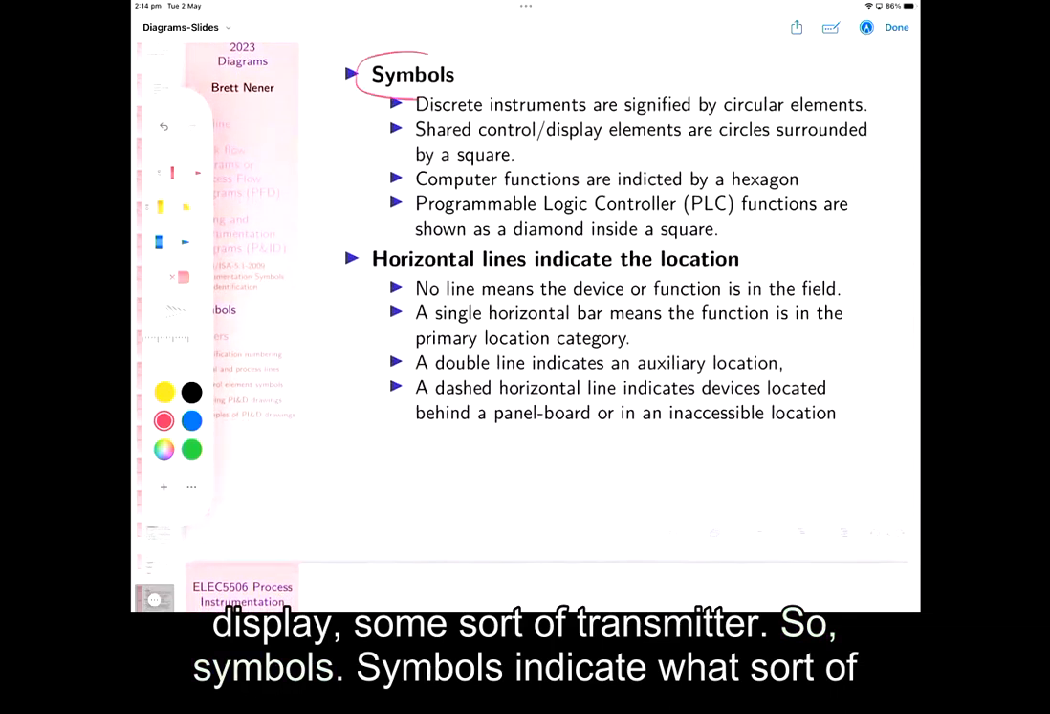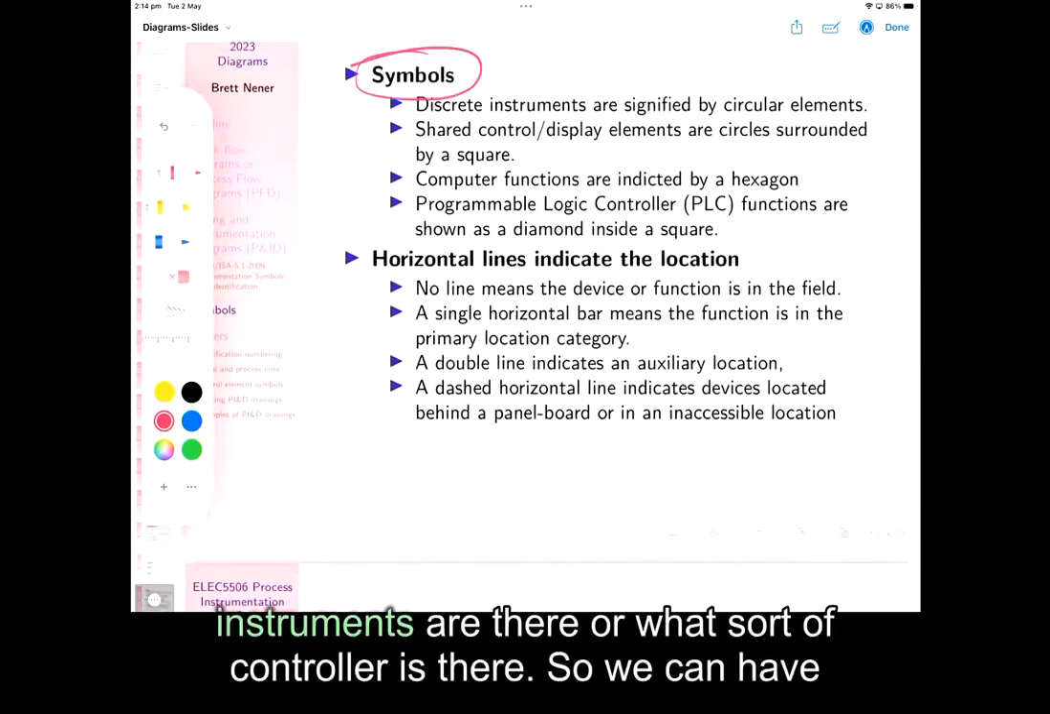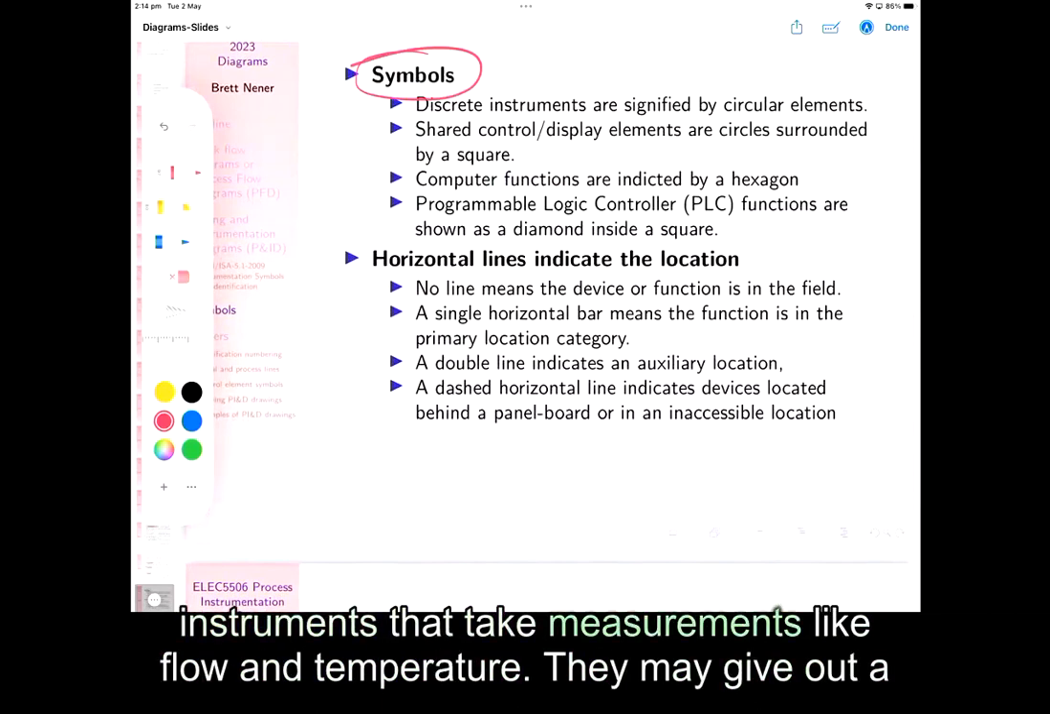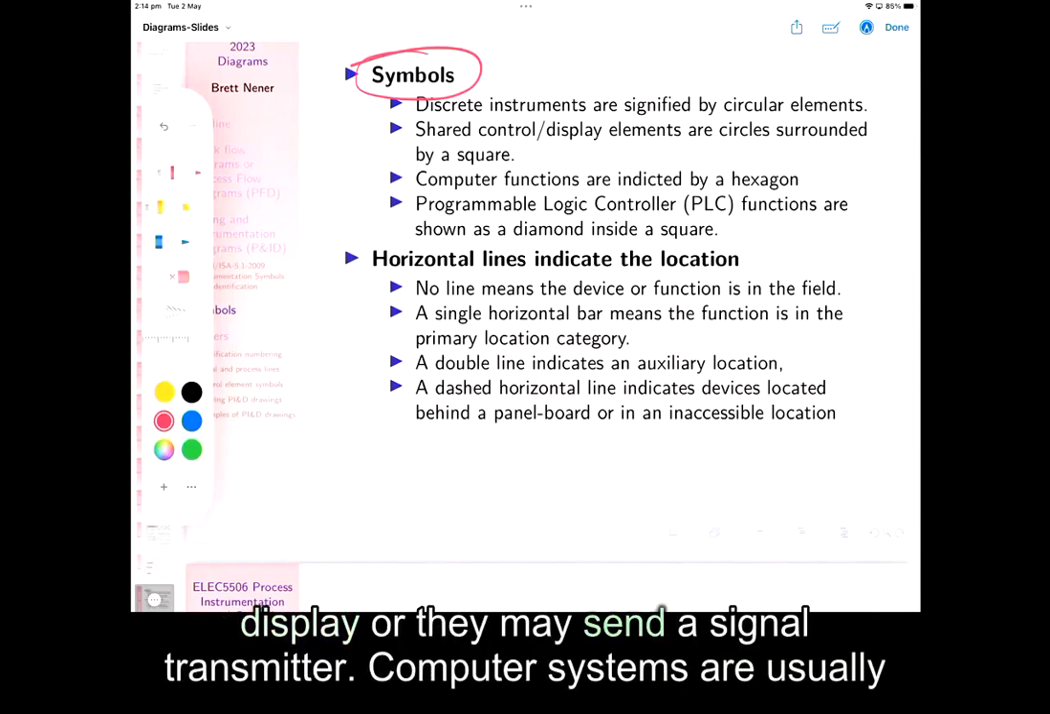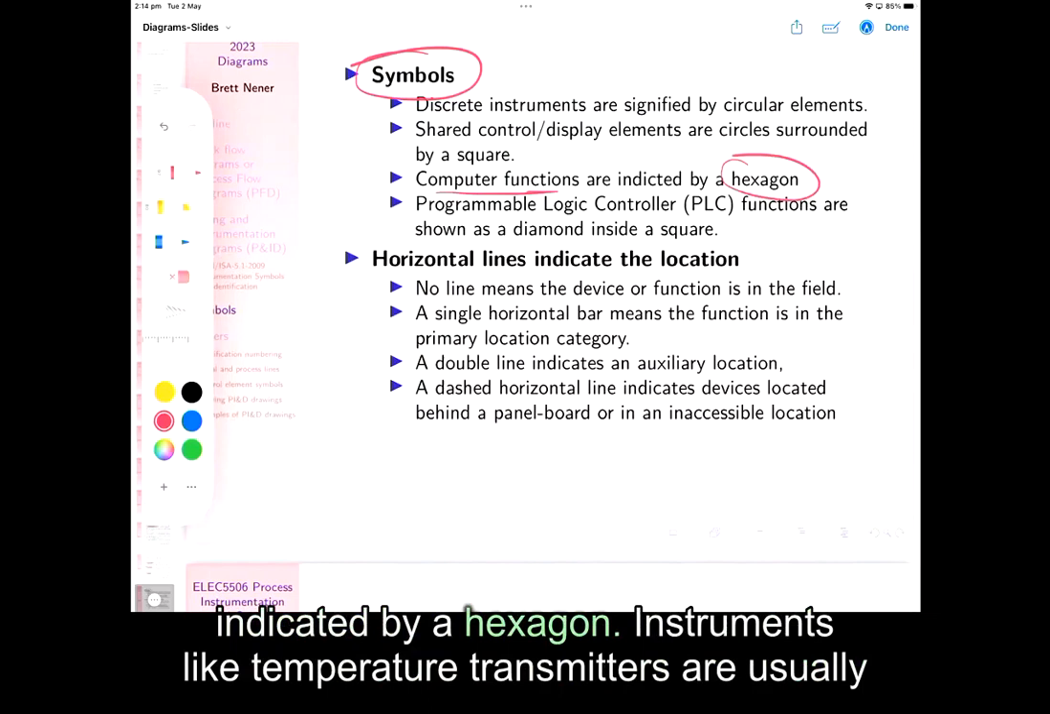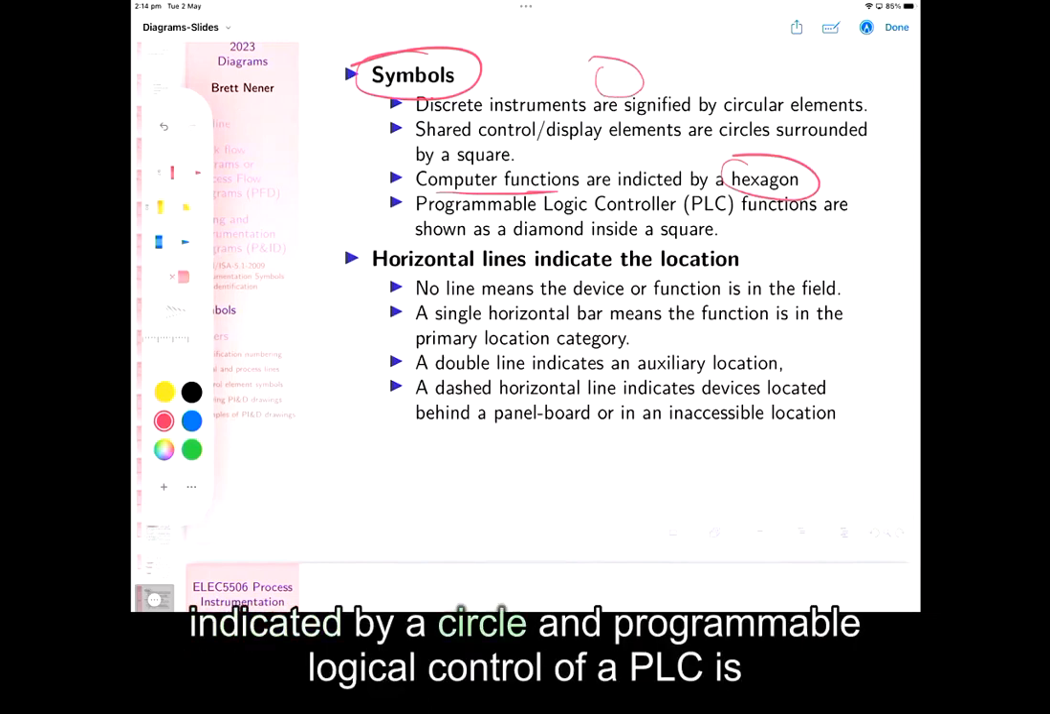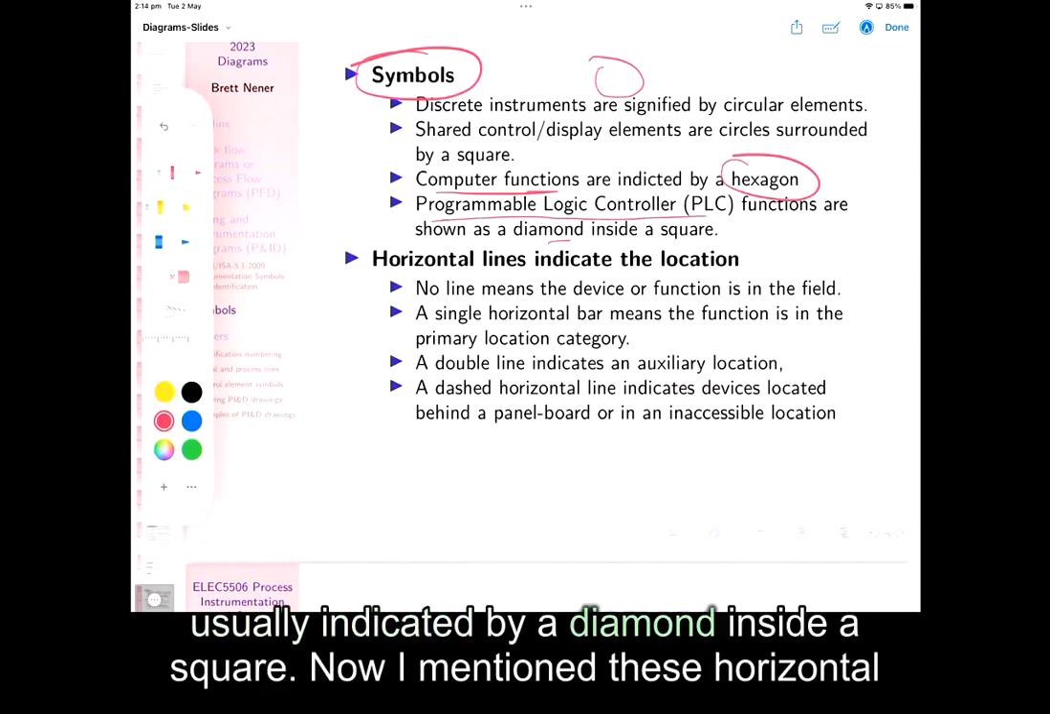So symbols indicate what sort of instruments are there or what sort of controller is there. So we can have instruments that take measurements like flow and temperature. They may give out a display or they may send a signal, a transmitter. Computer systems are usually indicated by a hexagon. Instruments like temperature transmitters are usually indicated by a circle. And programmable logic controllers, or PLCs, are usually indicated by a diamond inside a square.